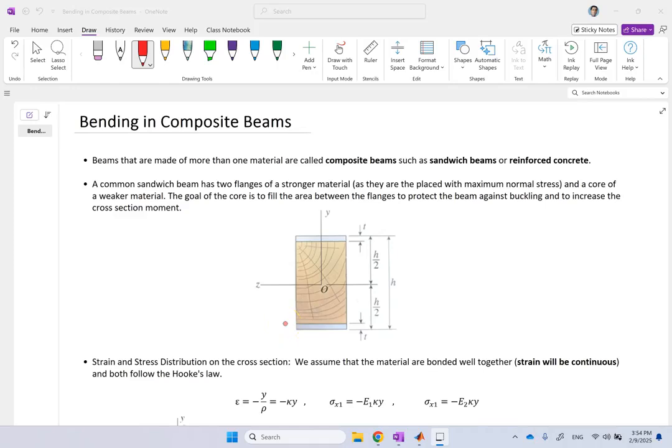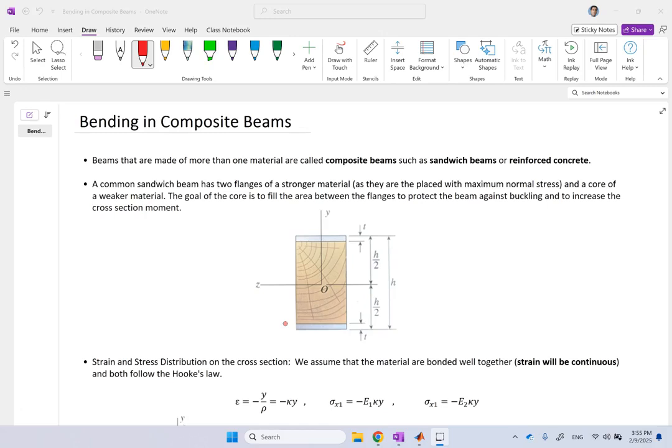Hello everyone. After watching several videos on bending in beams, from the flexure formula to shear force and bending moment diagrams to shear stress to built-up beams and statically indeterminate beams and the deflection formulas, now the last topic I want to talk about is composite beams.